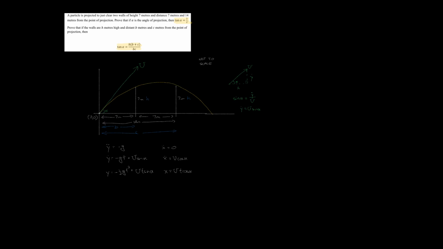Okay, so let's make this a little bit easier, and let g equal 10. So g is gravity, which is 9.8 meters per second squared, but in this example, we're going to let g equal 10. So y is equal to negative 5t squared plus u t sine alpha, and x carries on the same.